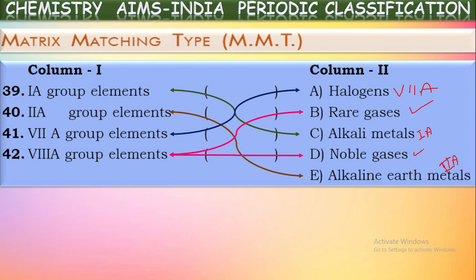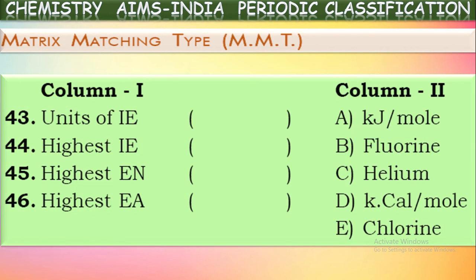First group alkali metals, second group alkaline earth metals, 7th A group halogens, 8th A group rare gases or noble gases. Okay, let us see one more matching. Here they have given certain hints in column 1 and the element names are given in column 2. Try to match this. What are the units of ionization energy? We know it is an energy, it will be having units kilojoules per mole or kilocalories per mole.